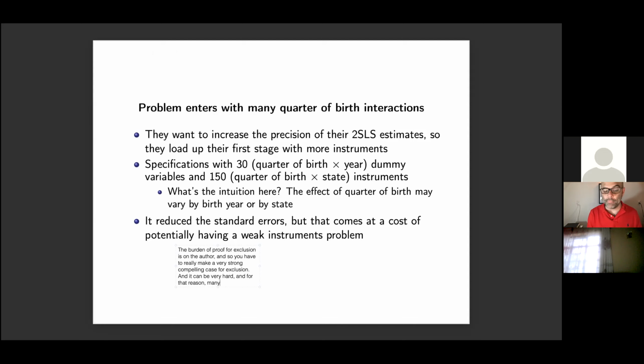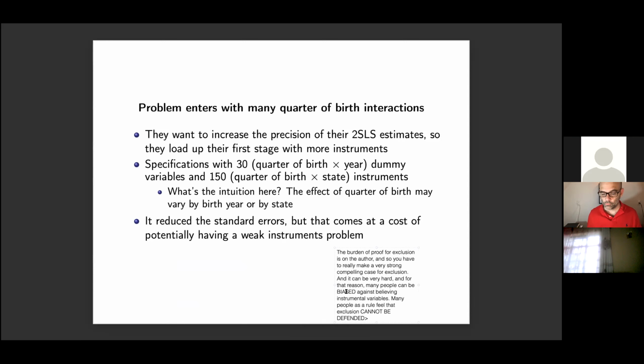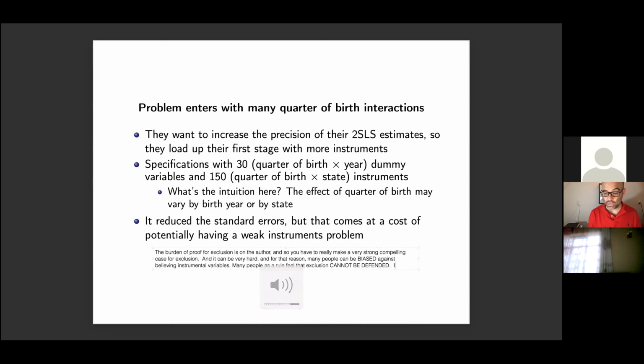And for that reason, many people can be biased against believing instrumental variables. Many people, as a rule, feel that exclusion cannot be defended. I personally find that to be absurd. You can always tell a story where exclusion holds. To assess whether exclusion holds in your project requires knowing something about your project, about the thing you're studying. Okay? But it's not a fair world.